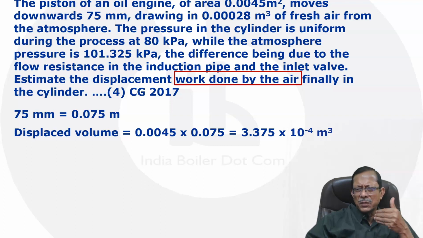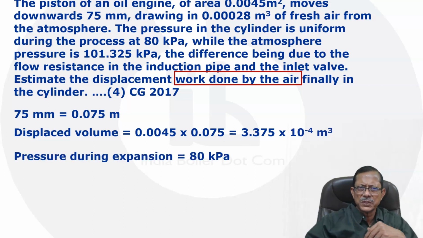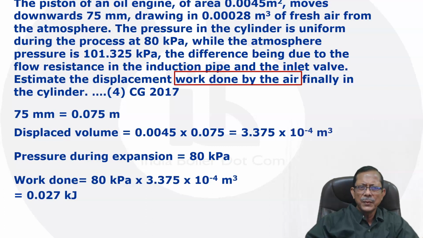We know that it's a constant pressure, the uniform pressure of 80 kilopascal during the expansion process, right? So we just multiply the pressure into volume, and we get the work done, right? It was a very, very simple question. Looking at the question, you might get confused because a lot of irrelevant data are added, and that is something you are going to see in BOE questions many a time.